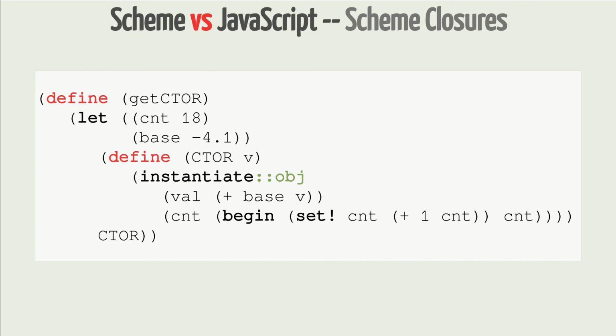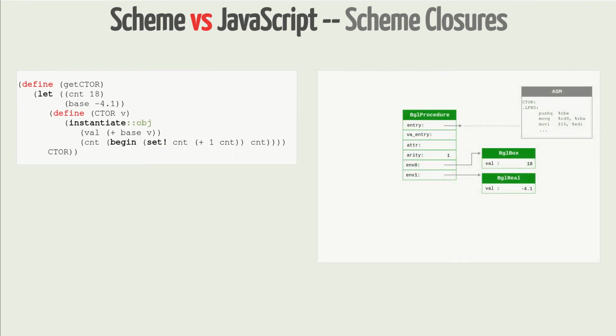Let us start by studying the implementation of the Scheme function. It uses two free variables, CNT and base. The variable CNT is assigned, so it is boxed. It is compiled as shown in the figure. The function is implemented as one heap-allocated object, and one heap-allocated box for CNT.